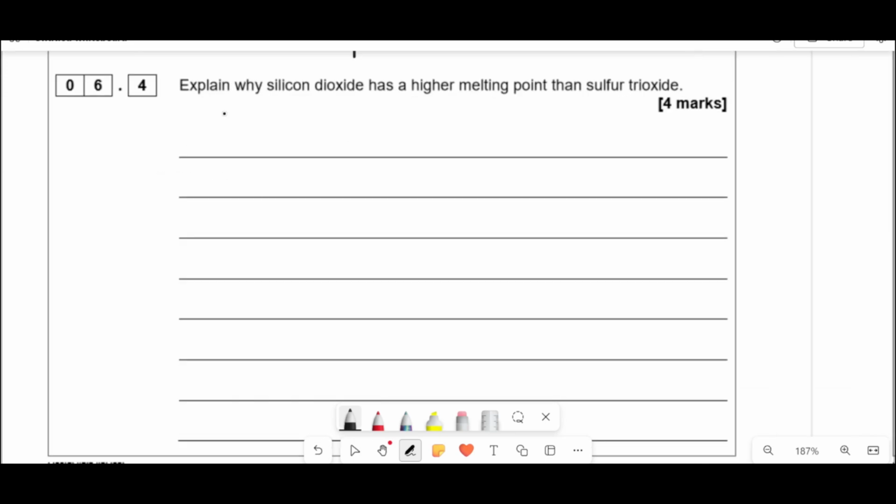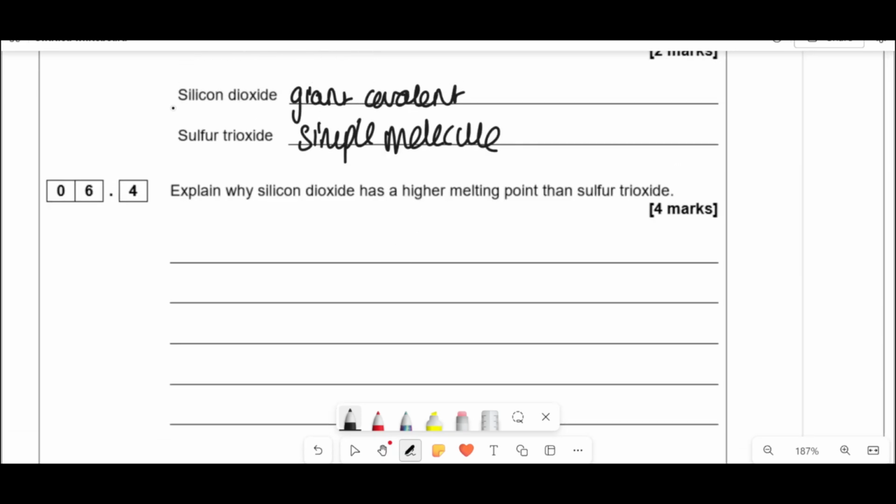Now it says, explain why silicon dioxide has a higher melting point than sulfur trioxide. When you're melting something, you're putting energy in to break bonds between stuff. Now here, what we need to think is, in a giant covalent compound, what are you actually breaking? A giant covalent is everything bonded together covalently, so that's the only time you're actually breaking the covalent bonds. Whereas with sulfur trioxide, imagine there's one sulfur trioxide, there's another.